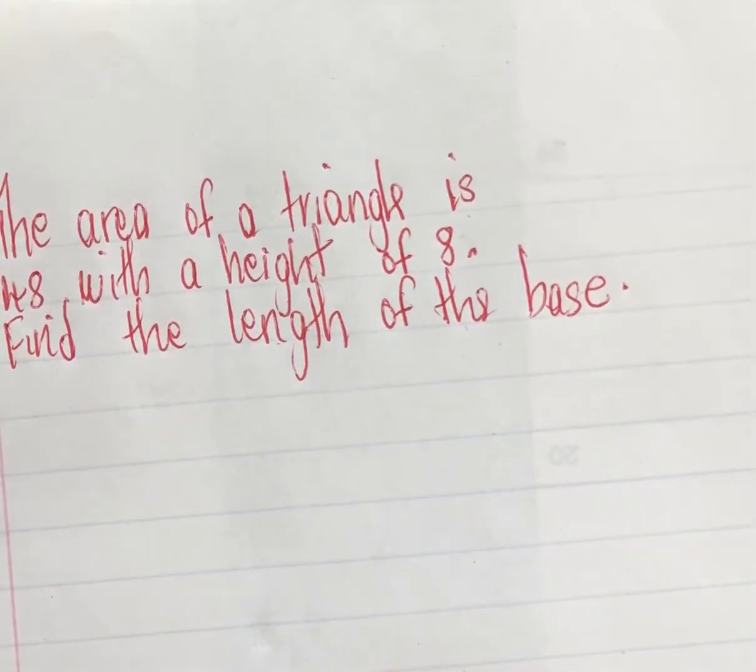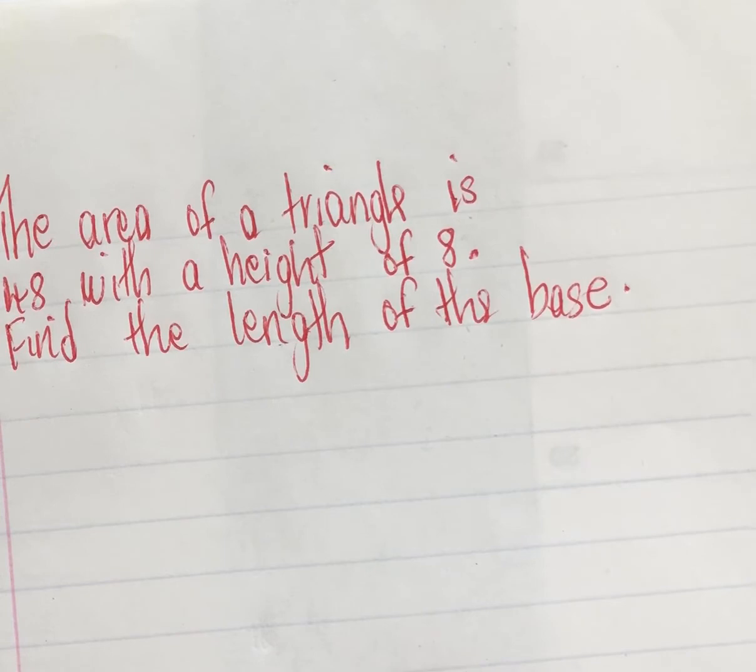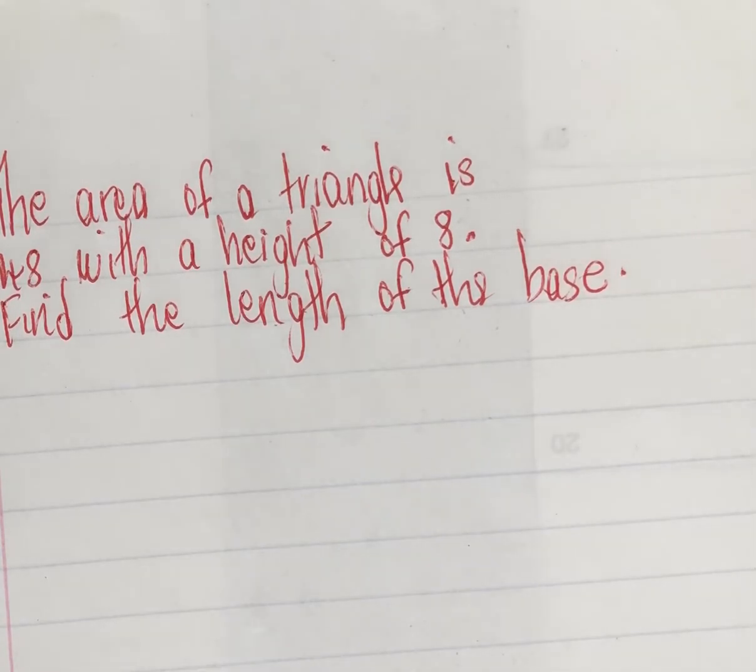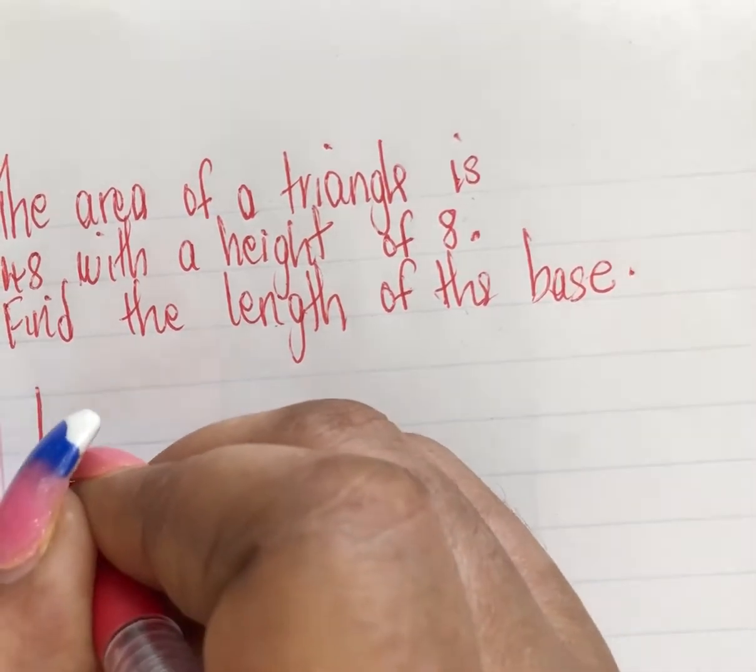In this case, we have a word problem, and we want to find a certain side. Let us read. The area of a triangle is 48 with height of 8. Find the length of the base.